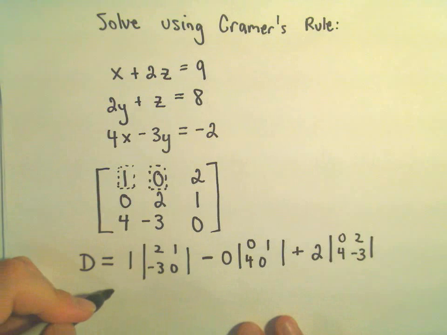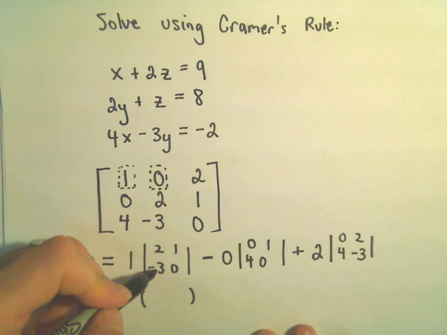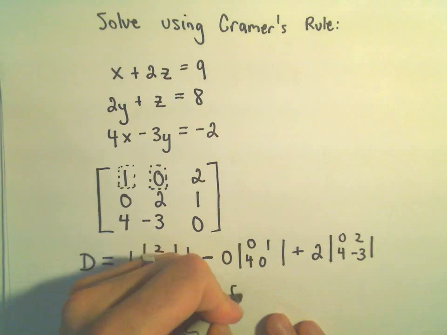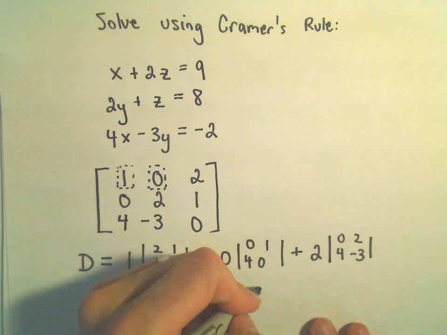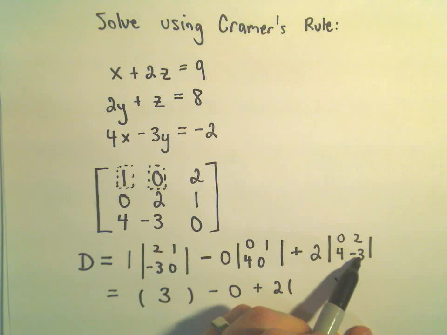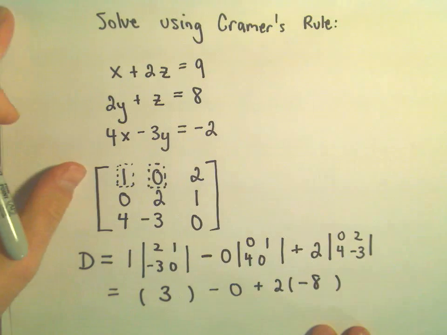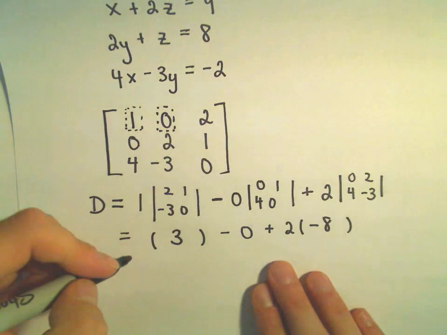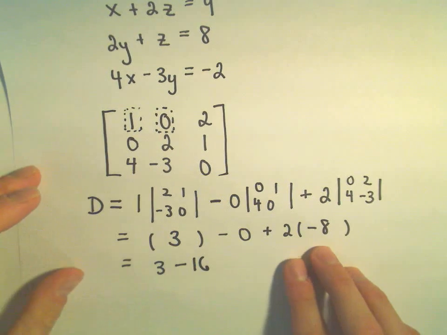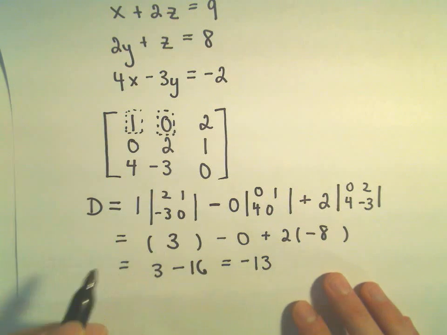So if we compute this, we'll get 1 times, well, 2 times 0 would be 0, minus negative 3 times 1, that would give us positive 3. Our next entry is going to turn out to be 0 since we're multiplying by 0. Then we'll have 2 times, again, 0 times negative 3, which is 0, minus 4 times 2, which would be 8. Alright, so in this case, we're going to get 3 minus 16. So if we do 3 minus 16, I'm getting negative 13 for our value for D.